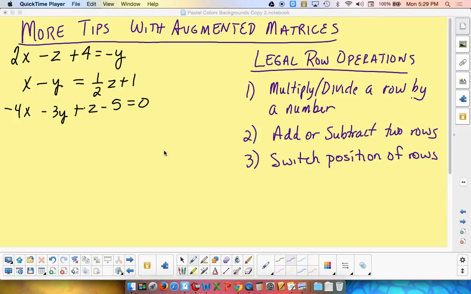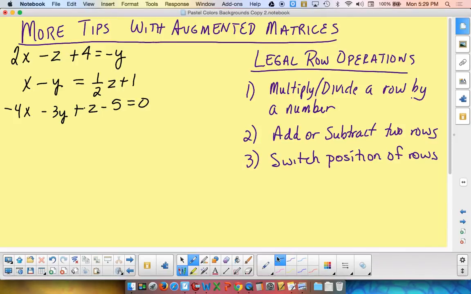Here are a few more tips for working with the augmented matrices. If you're given an equation or a system of equations that looks like this one in the top left corner, you might want to consider rearranging it before you set it up. As with every system of equations, this is not a good situation. So you would most definitely want to rewrite this into a form where you have all your variables on the same side of the equal sign and lined up under each other.